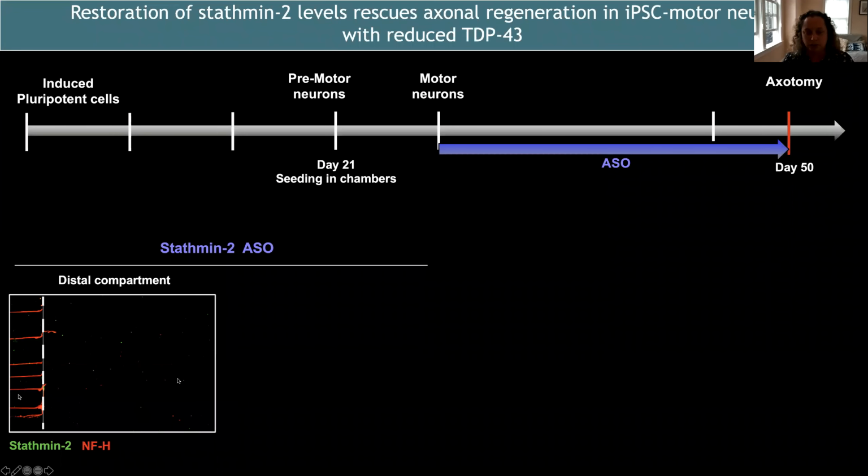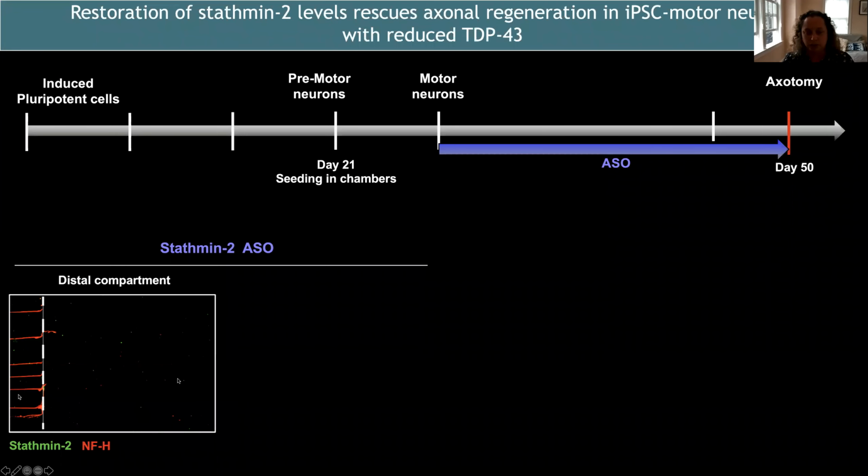So we took a similar approach for stathmin 2, and we have used the cells that I've shown you that have a mutation in TDP-43. They have a low level of full-length stathmin 2, and they have this abnormal truncated stathmin 2. And so for that, we have looked at these cells treated with different ASOs, and we have identified ASOs that are able in a dose-dependent manner to restore the level of full-length stathmin 2. And they do that by blocking basically the abnormal splicing and the abnormal formation of the truncated RNA.